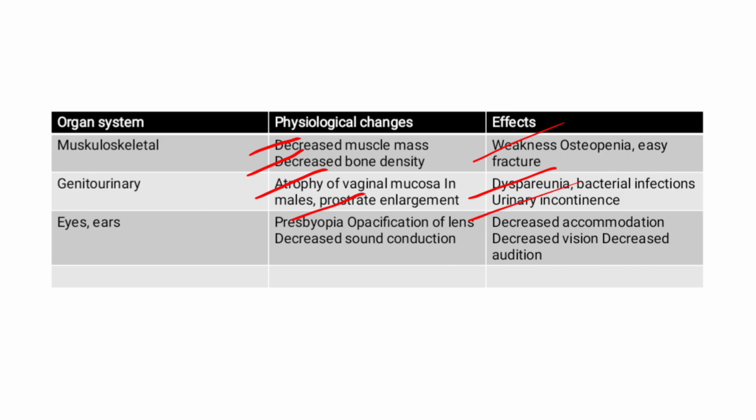Eyes and ears, it leads to presbyopia, opacification of the lens, that is cataract, and reduced sound conduction, which leads to decreased accommodation, decreased vision and decreased audition. These are some of the important points related to aging.